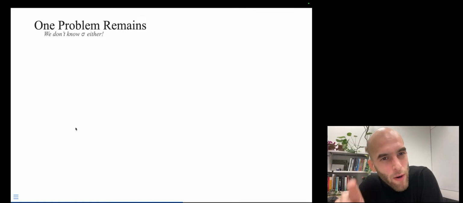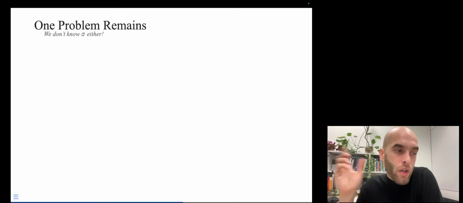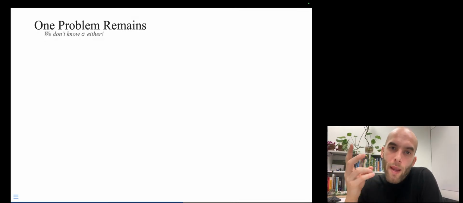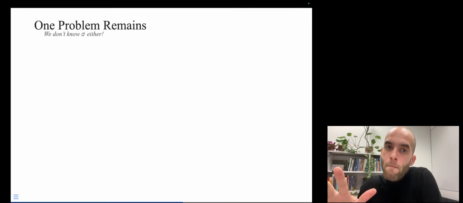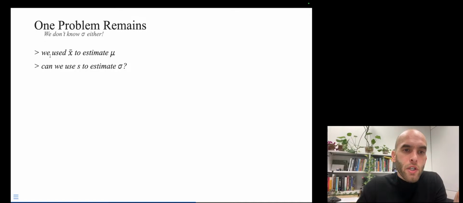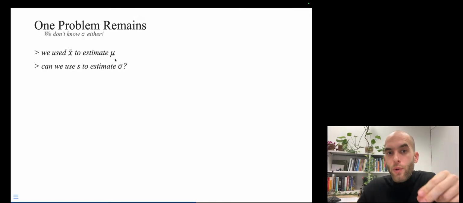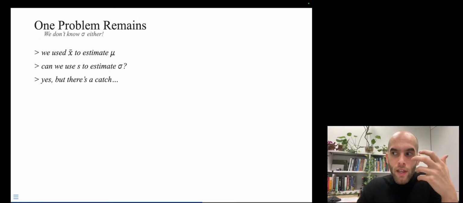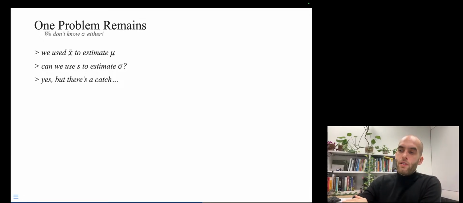The problem, though, was that we don't know sigma either. We don't know mu, and we don't know sigma. Those are both population parameters, and we never see the population. So what we said in that case was that, just like we used x bar to estimate mu, we're going to use the sample standard deviation to estimate sigma. But to do this, we have to think a little more deeply about the variability here.